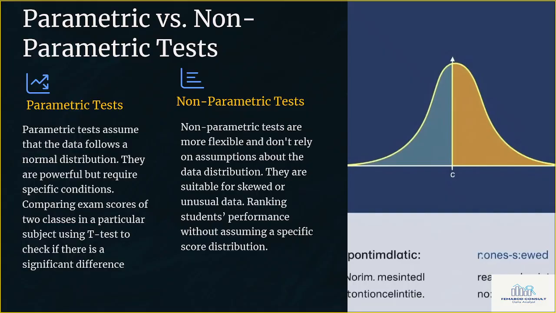Whenever you want to do analysis, you can decide to choose any of these tests, maybe a parametric test or a non-parametric test. When the data is normally distributed, we follow parametric tests. They are powerful but require specific conditions. An example is comparing exam scores of two classes in a particular subject using a t-test to check if there is a significant difference.